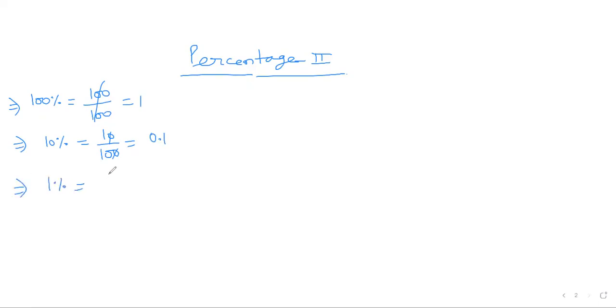1%, 1 upon 1000, sorry, not 1 upon 1000, it is 1 upon 100, 0.01. 0.1% is what? It is 1 upon 1000 in the fraction form, and in the simplest form, decimal form, it is like this. Okay.